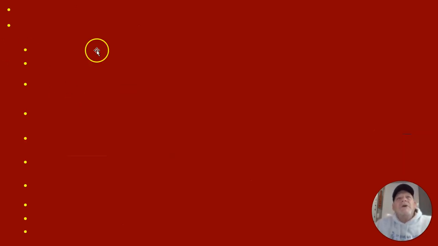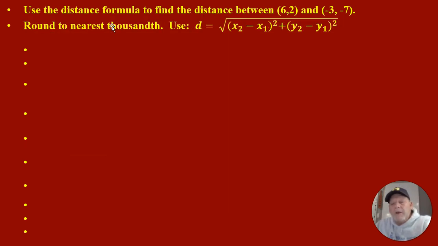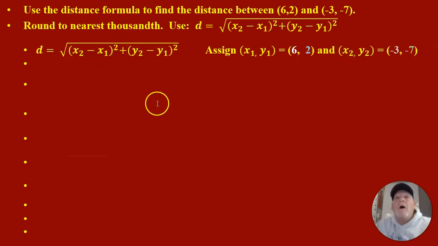All right, so let's look at the problem here. How do I find the distance between the points (6, 2) and (-3, -7) on a coordinate grid? We use the distance formula, and here's the distance formula. D equals the square root of, and then in parentheses, x2 minus x1, those are the x coordinates, squared, plus, in parentheses, y2 minus y1, the y coordinates, and then that quantity difference is squared.